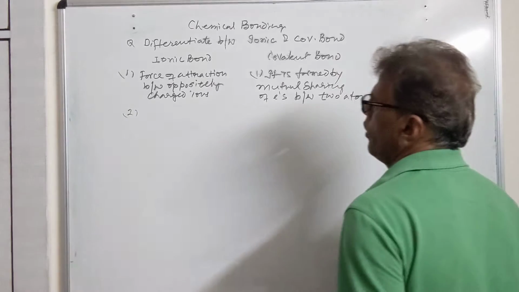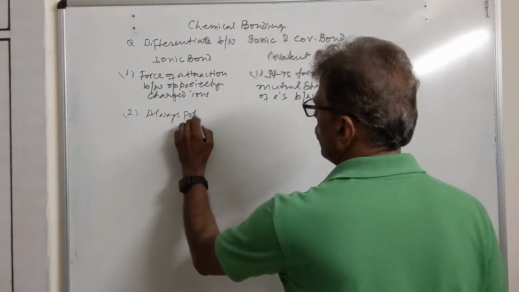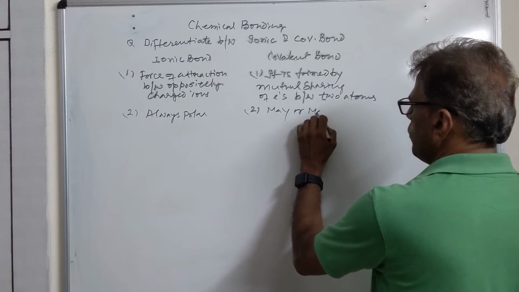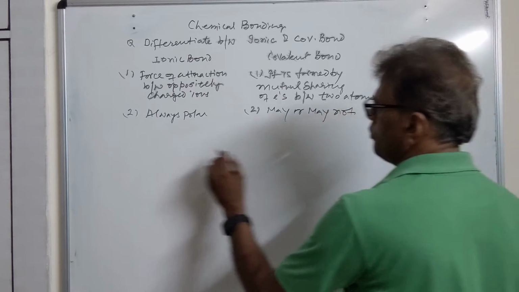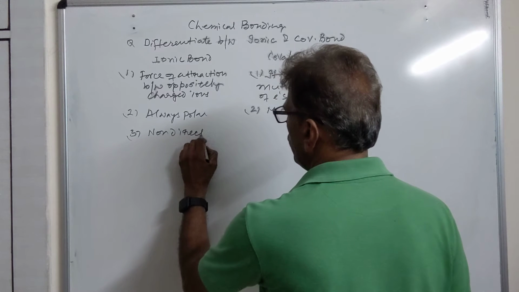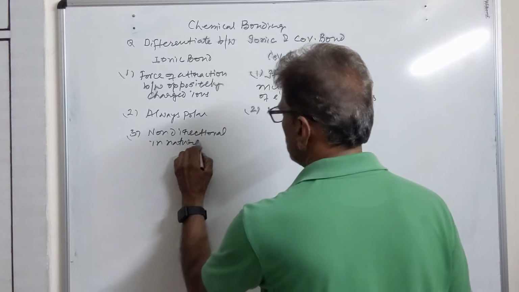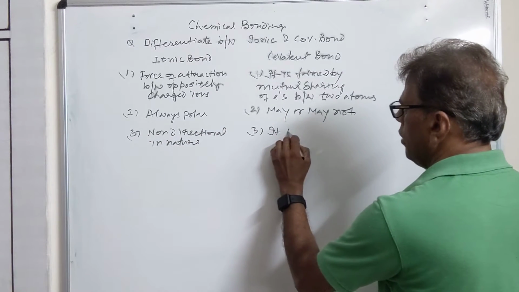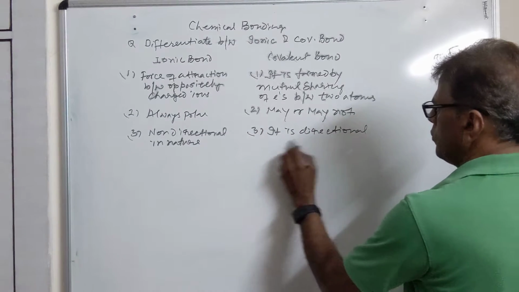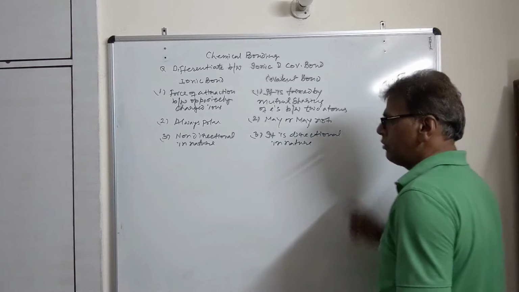Second point, ionic bond is always polar. Covalent bond may or may not be. Ionic bond is non-directional in nature because orbitals are not involved. Covalent bond is directional in nature because orbitals are involved here.